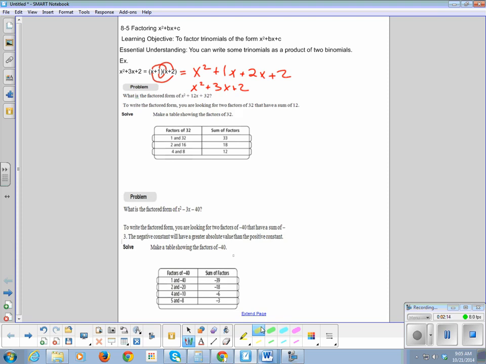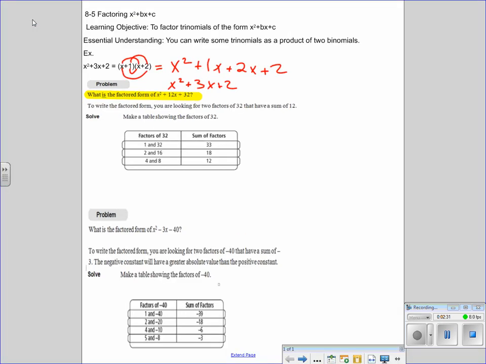So on your paper for this next problem, I want you to write down this question here. What is the factored form of x squared plus 12x plus 32? To write the factored form, you're looking for two numbers that multiply to give you 32 and add to give you 12.